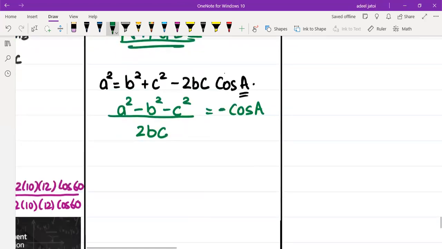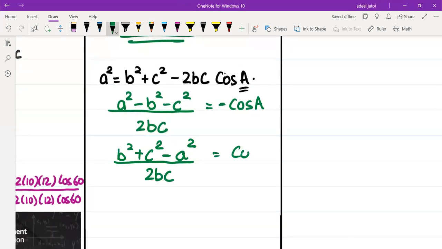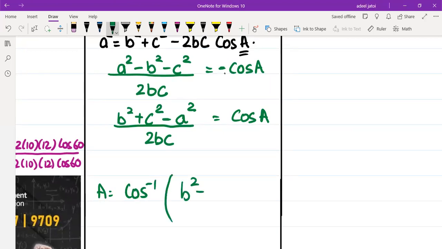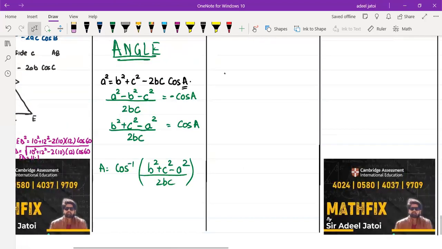Since this is negative, this should turn to positive. So b square plus c square, all the values in the numerator will be changed with the negative signs, just to remove the negative from the cos. So to find the angle A, this should be cos inverse of b square plus c square minus a square upon 2bc.